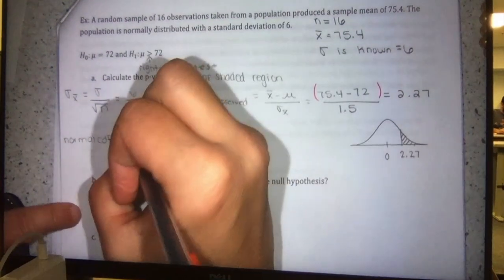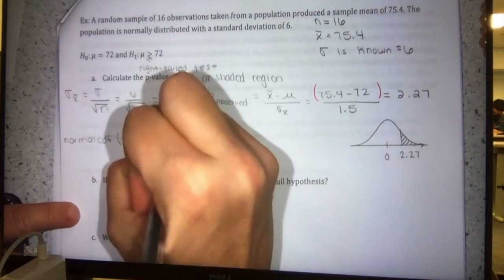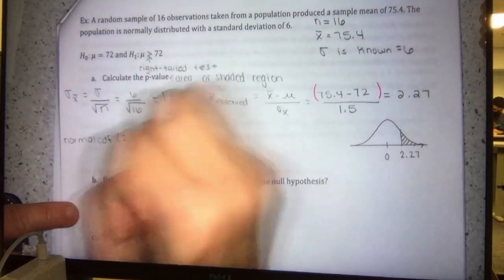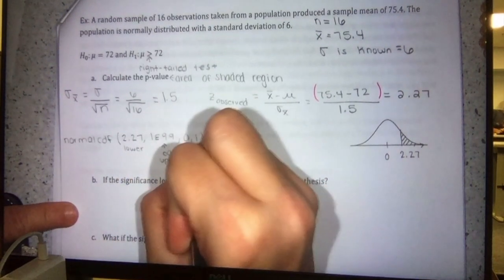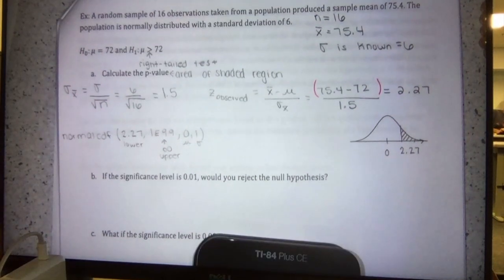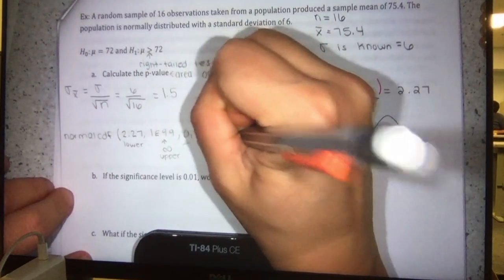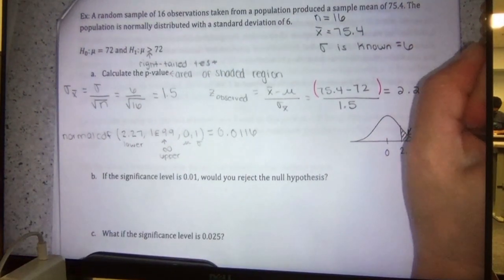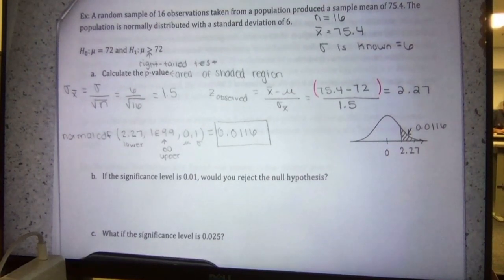This will help us see our lower bound and our upper bound. Our lower boundary is 2.27. Our upper boundary is going to infinity, so 1e to the 99th, comma 0, comma 1. So second bars, normal CDF, our lower limit's 2.27, our upper limit's infinity, 0, comma 1, and we get 0.0116. So we know this area is 0.0116, and that's our p-value. That is the area of the shaded region.